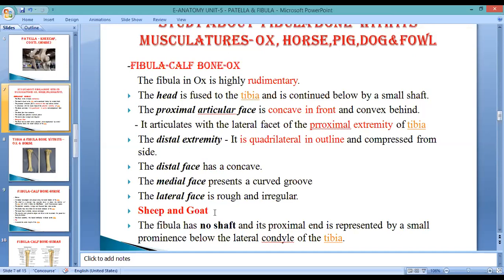Next, in sheep and goat, there is no shaft. It's highly rudimentary. Means only proximal end is represented by a small prominence below the lateral condyle of tibia. Below the lateral condyle of tibia, that means very small in comparison to the ox.